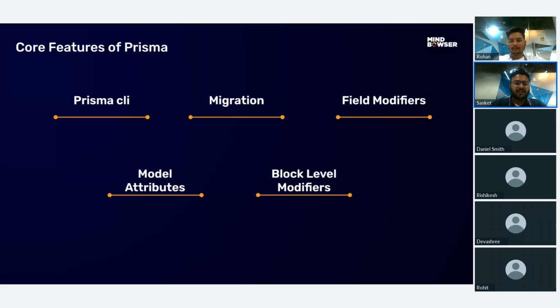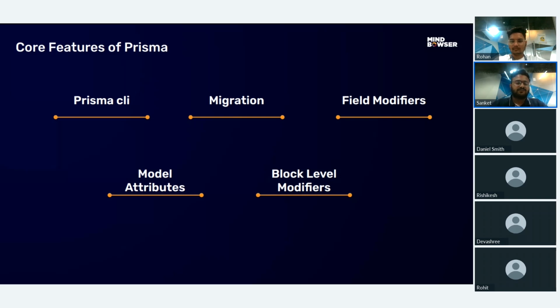Next, we have Prisma Migrate. Prisma Migrate is a tool included in Prisma that helps you manage schema changes in your database over time. It allows you to evolve your database schema in a safe and controlled way, ensuring your database is always up to date with your application needs.